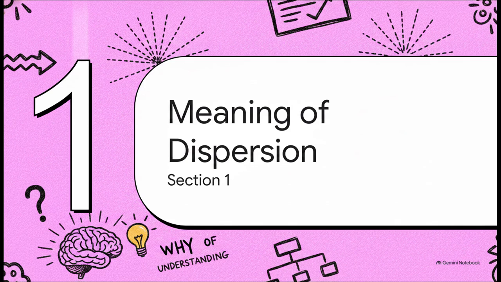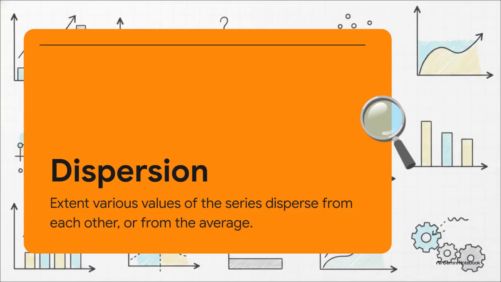All right, let's jump right into Section 1, the meaning of dispersion. Before we actually get into the math, we need to ground ourselves in what we're actually measuring here. According to your notes, dispersion is the extent to which various values of a series tend to disperse from each other, or from an average. Basically, we're looking at how spread out the data is, right? Not just the average itself.